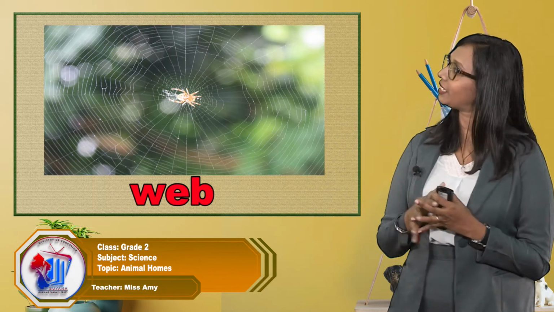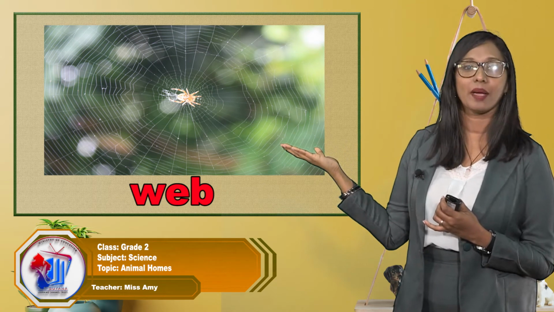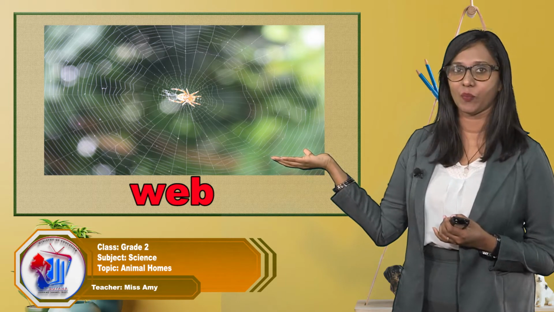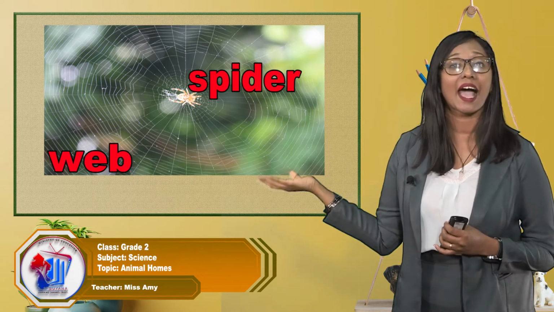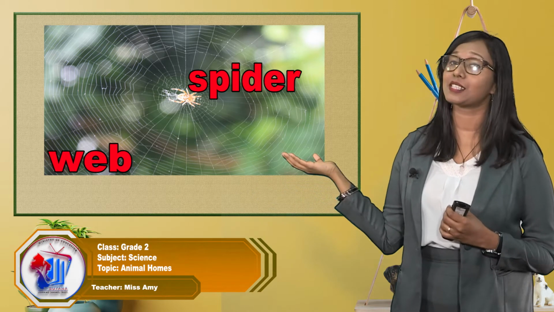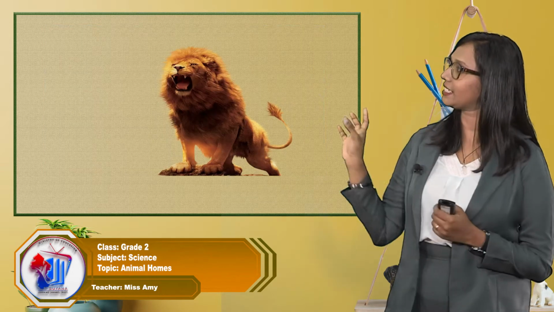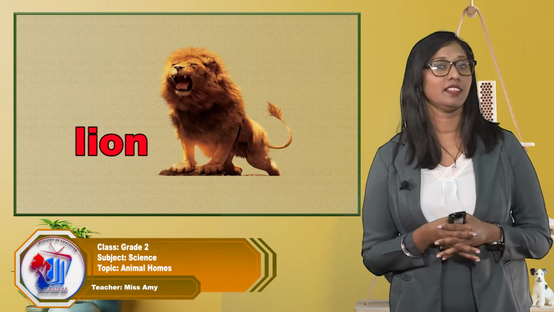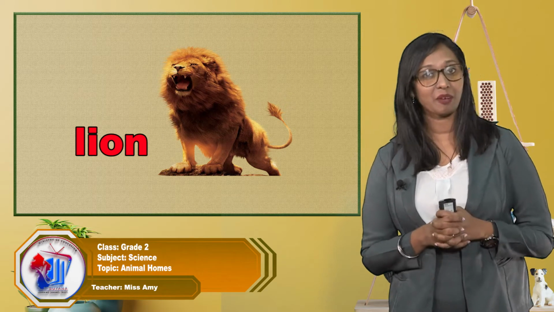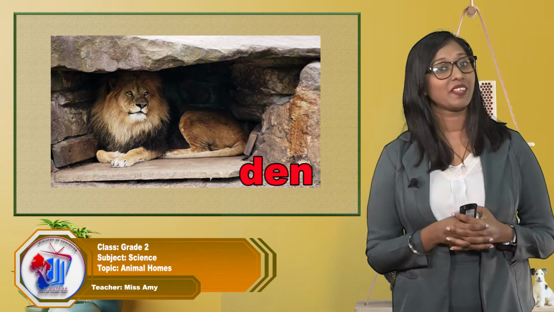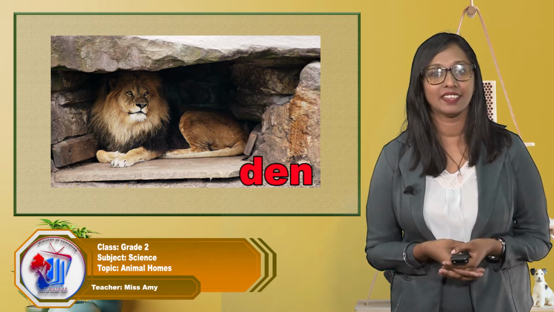Next, take a look at this. This is a web. Very good. This home is a web. But which animal lives in this home? The spider. Very good. A spider lives in a web. Now take a look at this animal. This is a lion. What is the home of the lion called? A den. The home of a lion is called a den.